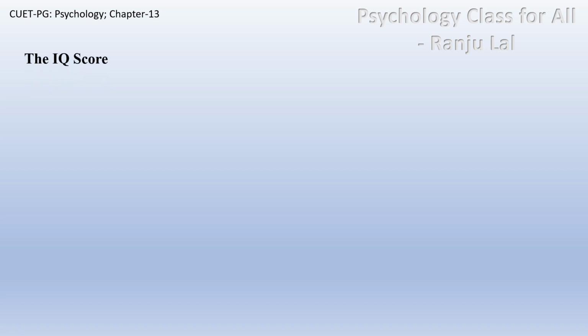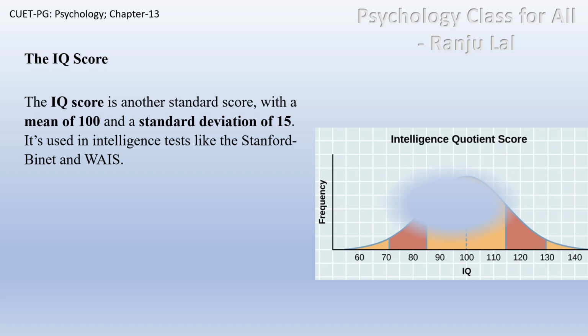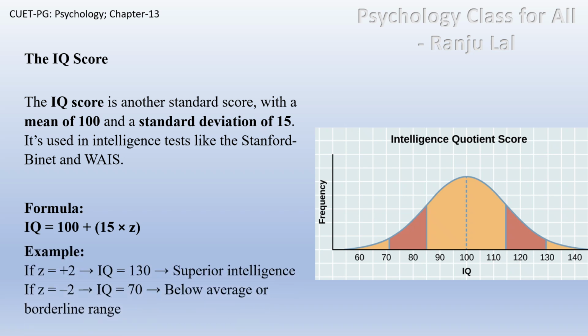Now, IQ score. The IQ score is another standard score with a mean of 100 and a standard deviation of 15. It's used in intelligence tests like Stanford Binet and WAIS. The formula for IQ is 100 plus 15 times Z score. For example, if Z score is +2, then IQ is 130, that says superior intelligence. If Z score is -2, then IQ is below average or borderline range.